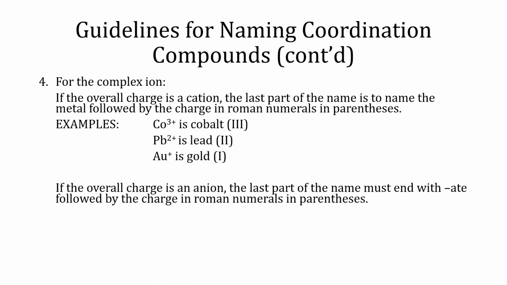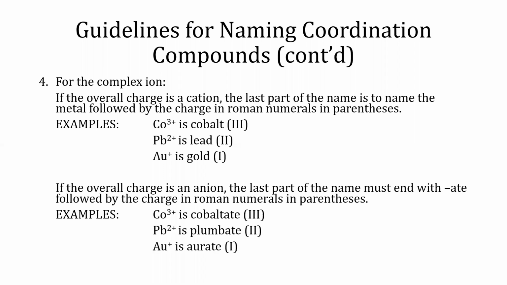If the overall charge is an anion, the last part of the name must end with -ate, followed by the charge in Roman numerals in parentheses. Examples include Co3+ is cobaltate(III), Pb2+ is plumbate(II), Au+ is aurate(I).